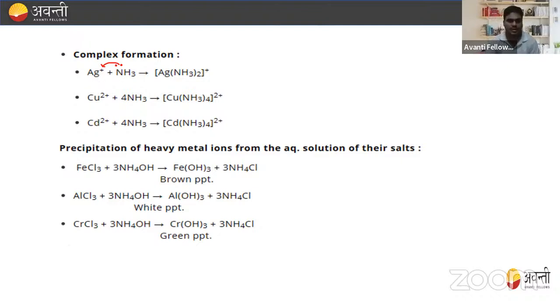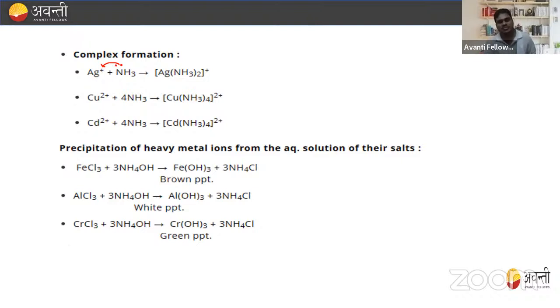S and P block elements do not make complexes, right? Except lithium, no alkali metal will form complexes. While d block elements form complexes due to their vacant d orbitals and variable oxidation states, they have a tendency to form complexes.